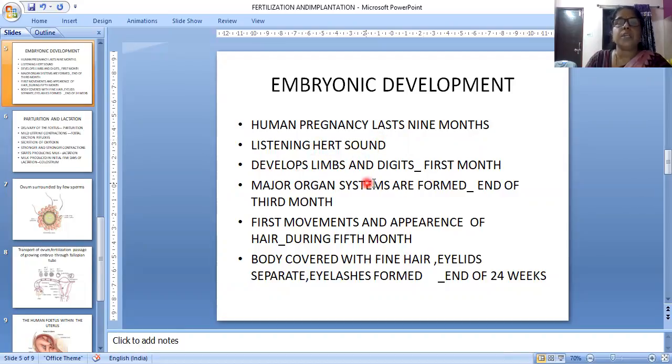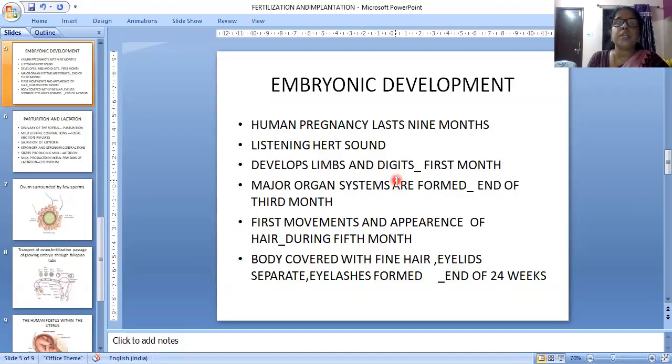After the completion of the first month, limbs and digits develop. Limbs means hand and leg will be developed. Digits means fingers will be developed. Limbs means forelimb and hind limb, leg and hand, and digits means fingers.